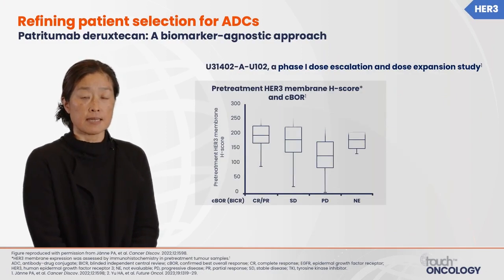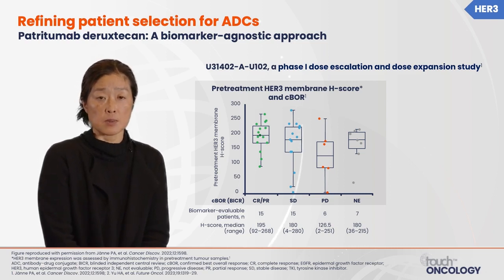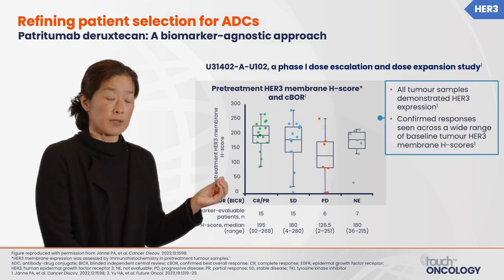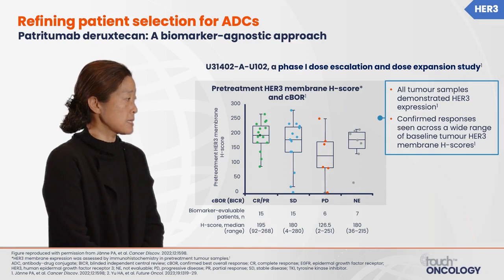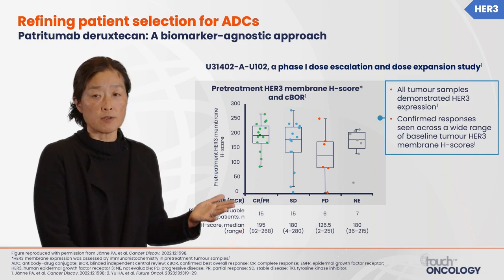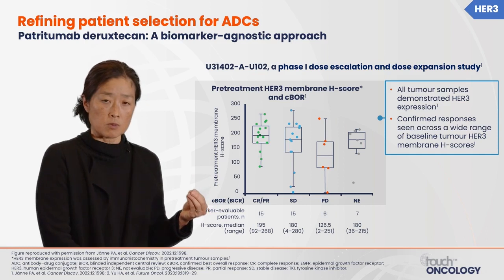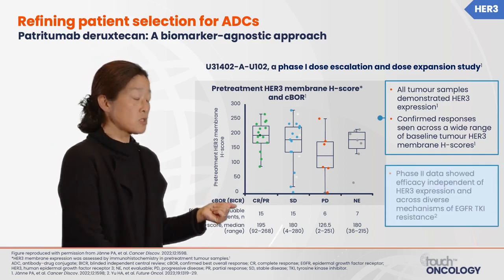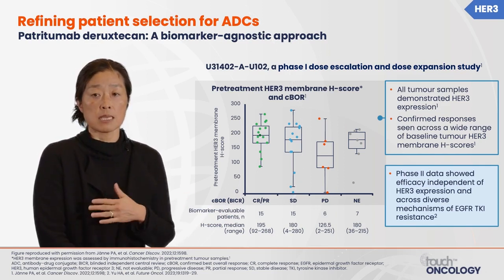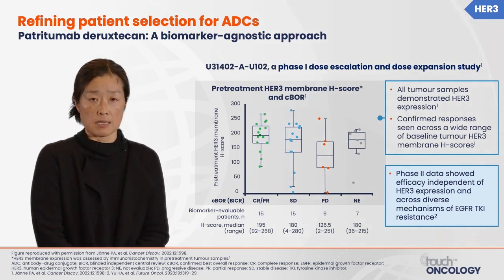So patritumab deruxtecan, this is a HER3-directed antibody-drug conjugate. And remember, this drug has been studied in patients with lung cancer with resistance to EGFR TKIs. But when we look at the HER3 itself and HER3 expression, all tumor samples in this study, in the phase 1 study, demonstrated HER3 expression, but confirmed responses were seen across a wide range of baseline HER3 H-scores, so no clear correlation between the level of HER3 expression and efficacy. And in the phase 2 data, again, this confirmed that there was efficacy and responses seen with patritumab deruxtecan independent of HER3 expression, and also across many different mechanisms of EGFR TKI resistance.